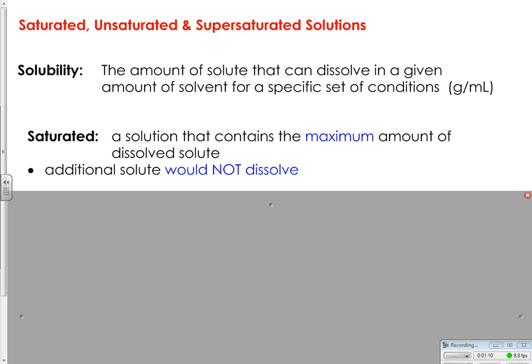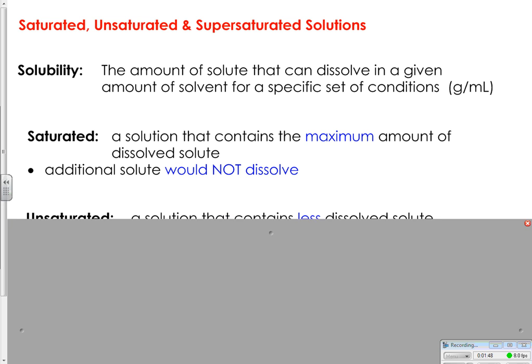So the first term is saturated. A saturated solution is a solution that contains the maximum amount of dissolved solute based on the solubility. So for example, if a solution can only hold 35 grams of a solute in 100 milliliters of water, then that solution has 35 grams at least, if not more. And if we were to add any additional solute, it would just fall to the bottom and not dissolve. So a saturated solution has dissolved as much solute as it already can.